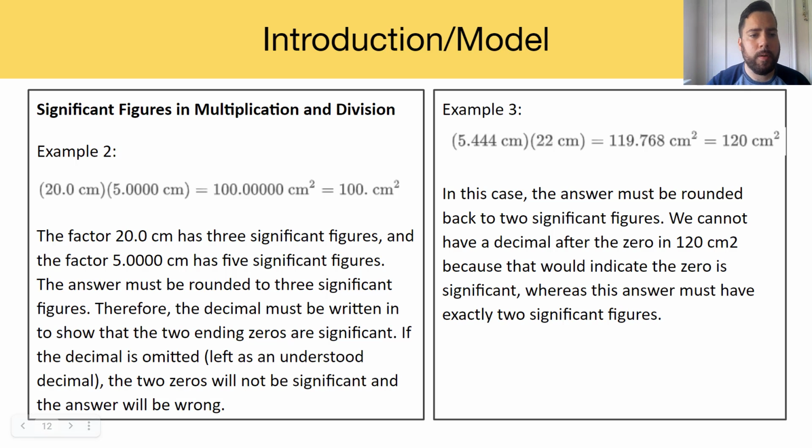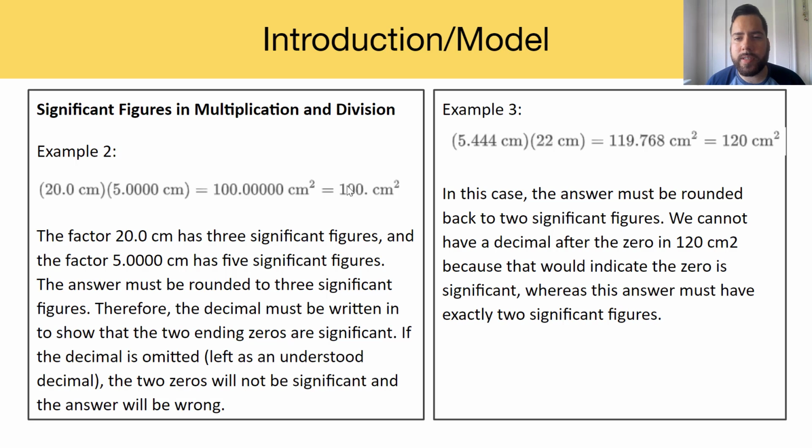In this example, our least precise measurement has 3 significant figures, right? That's this one right here, 20.0. This 0 is also significant since it's following that decimal. So therefore, our final answer should also have 3 significant figures. This decimal has to be included to tell us that these 2 leading zeros are significant.